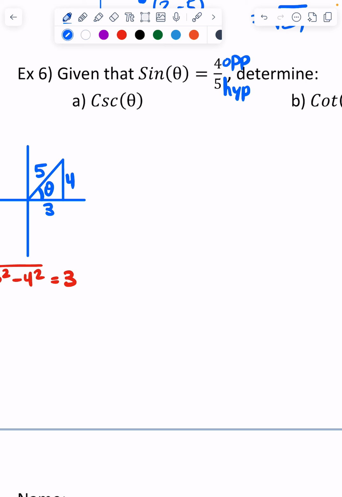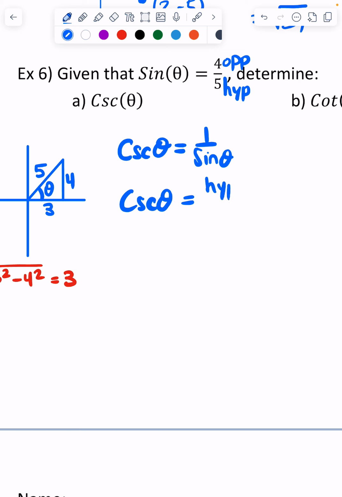First we have cosecant theta, which, remember, is the reciprocal of sine theta. Another way of writing that, actually a better way of writing that in this question, is instead of opposite over hypotenuse, this is just going to be hypotenuse over opposite. Once you know that, you can just read the numbers off of your triangle: the hypotenuse is 5, the opposite is 4, and that's the value of it.